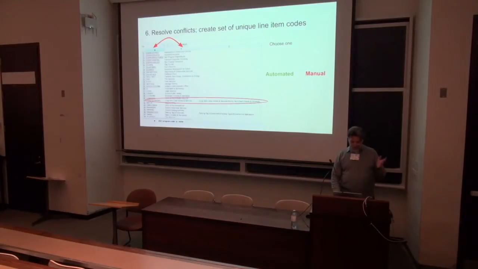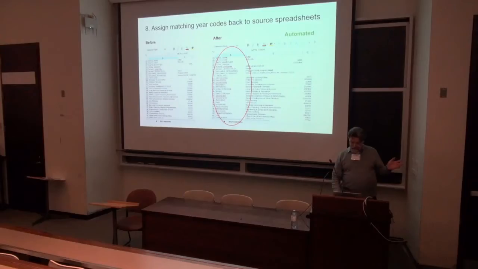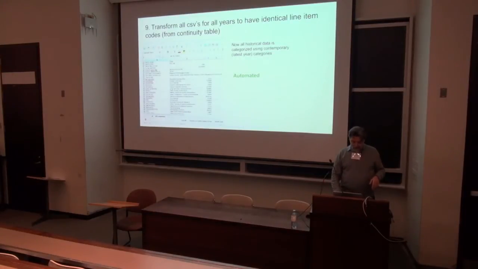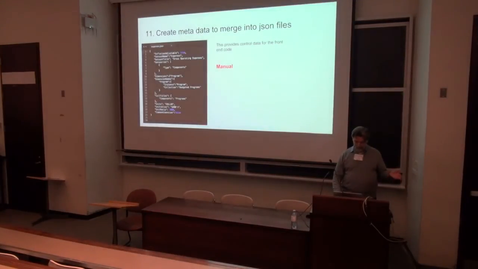Anyway, then resolve those issues, then write the codes back to the source files. Then we were in a position to automatically get a list of obsolete categories and reallocate those to current categories. The result being that in the end, after all this work, we ended up with identical CSV files that we could input, and that helped provide the base.